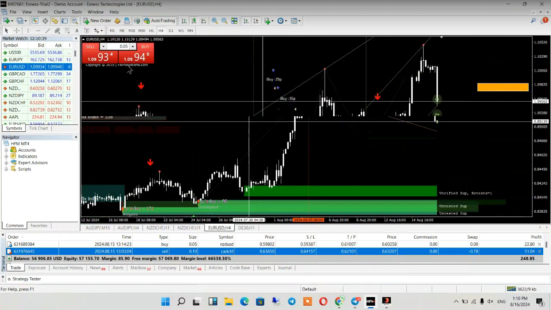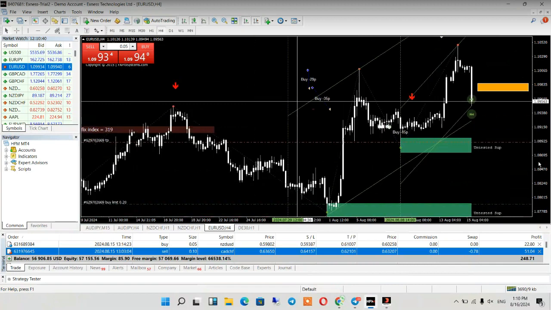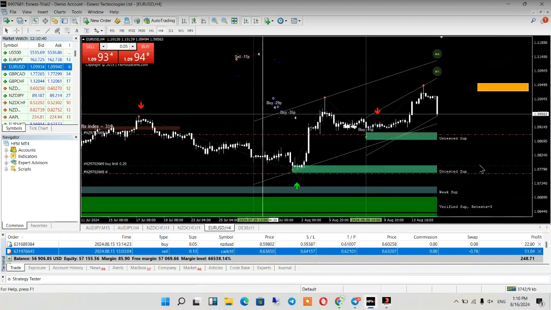Okay, Euro USD should be free. Alright, Euro USD is not totally free, but let me just delete this other one. Easy to explain.